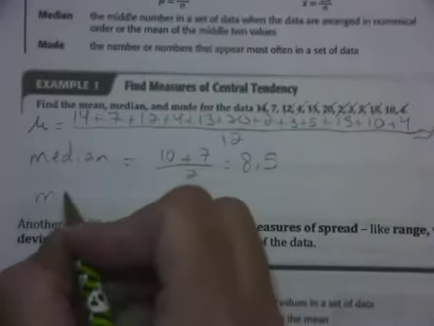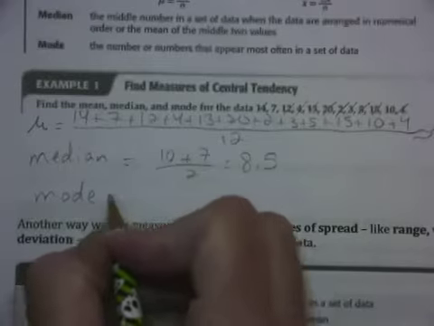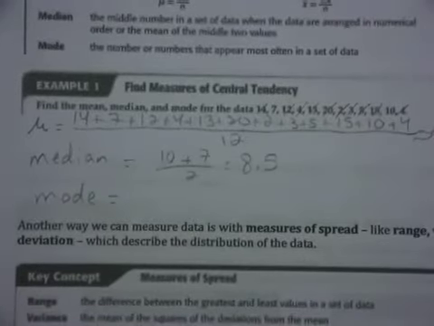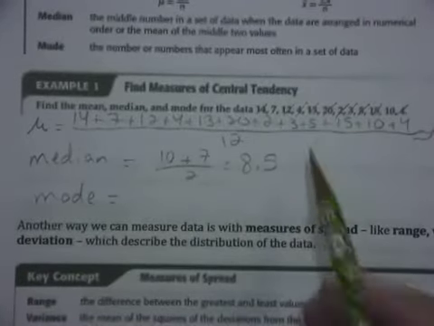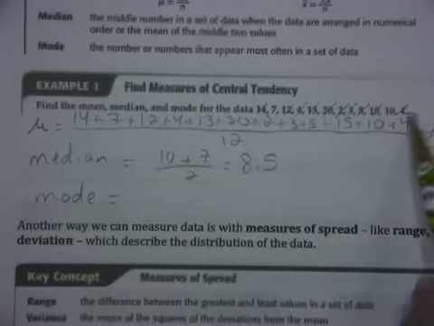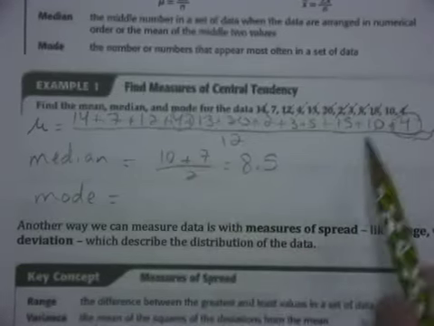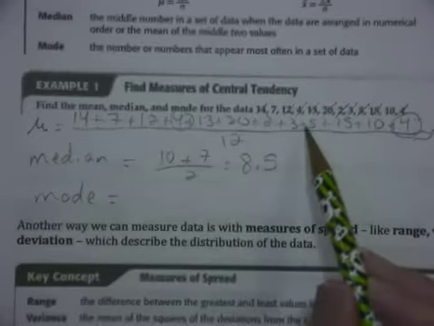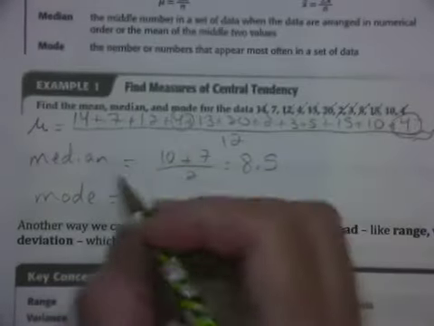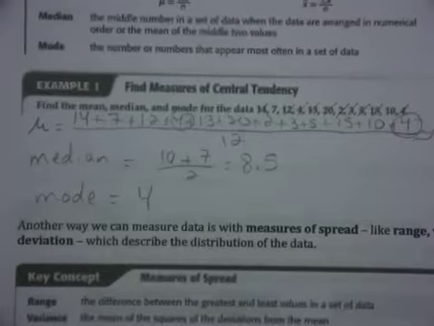And then my mode is which number occurs most frequently, and I believe 4 is the only one that shows up more than once. So that's it.